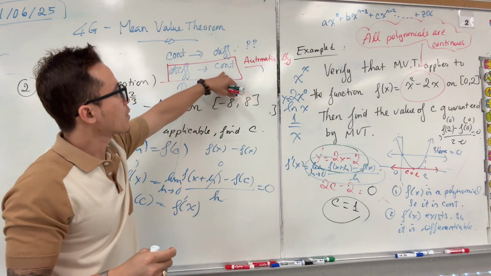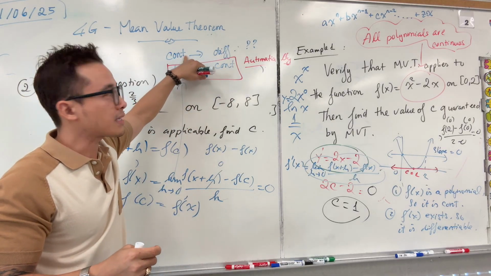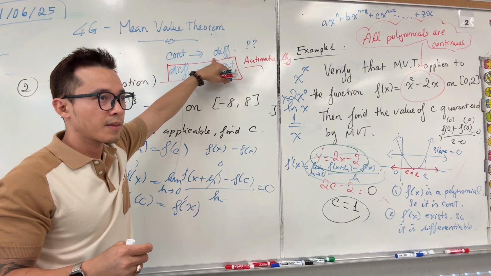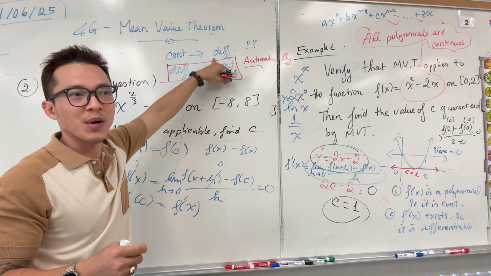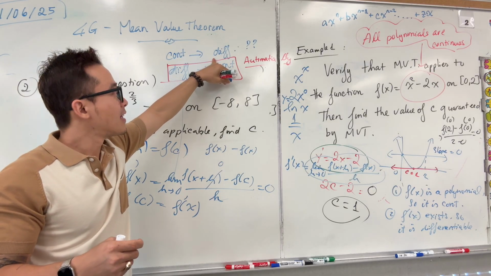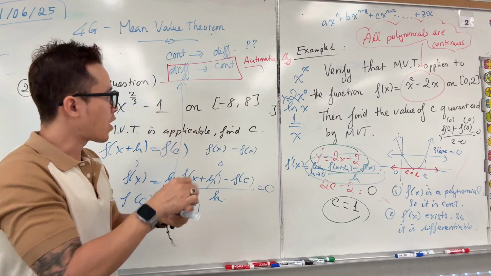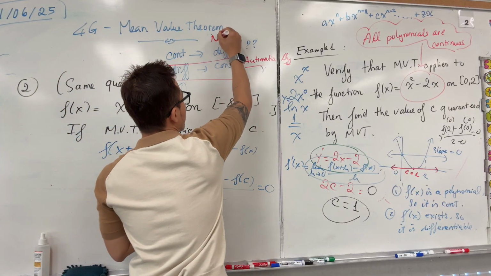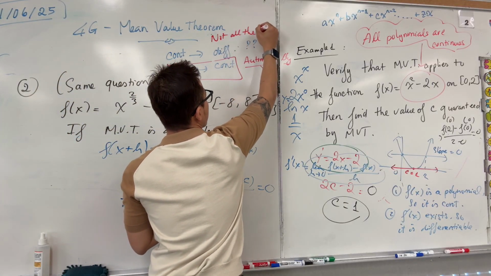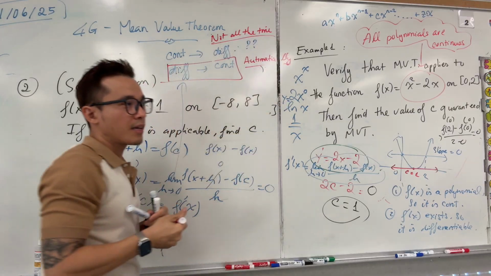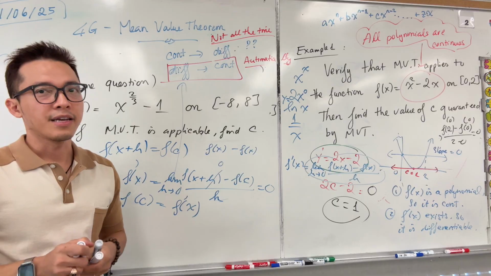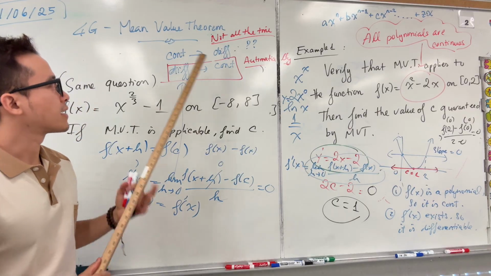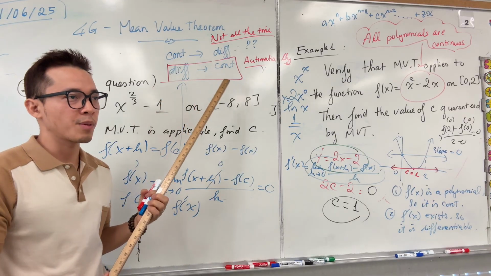Now, is this true? When it's continuous, that means it's differentiable? Well, apparently not. Apparently not. Yes or no? Sometimes. You told me to tell you. So this is not all the time. Okay? In what way they fail? In what way it's continuous but it's not differentiable?